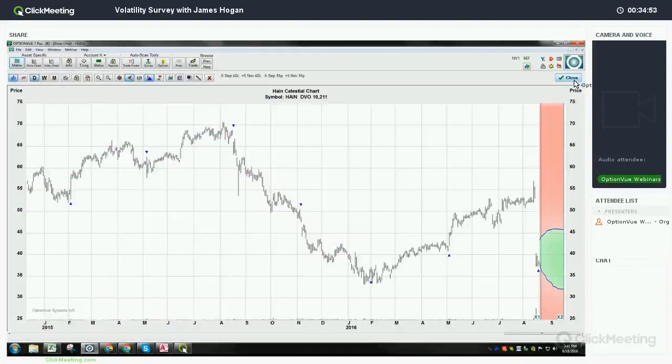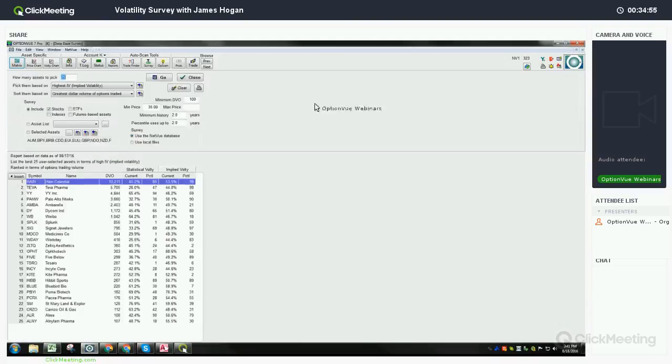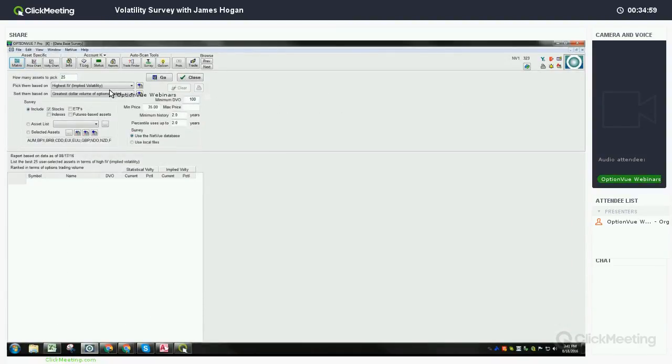Let's work our way back here to Survey, and let me clear this. So that was the highest implied volatility. Let's look at something else. What I want to look at now is the highest IV-SV ratio, and we can rank them based on the highest IV ratio.